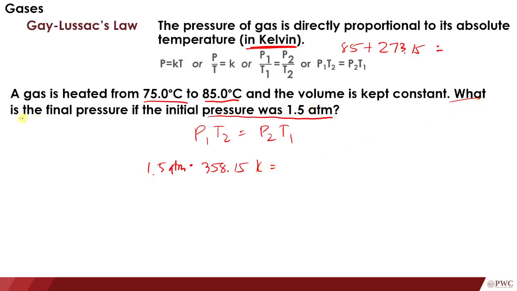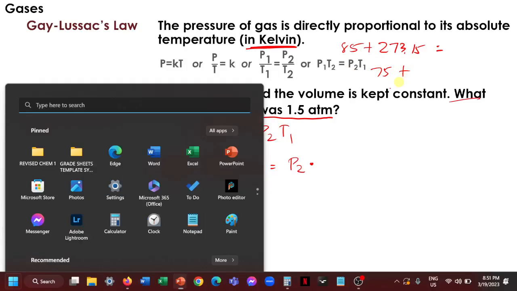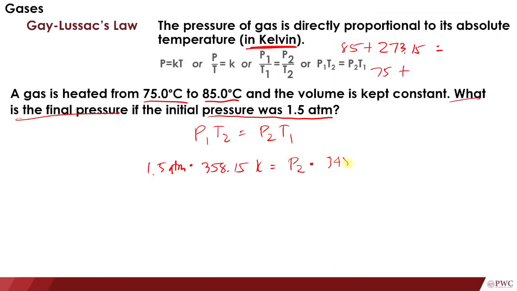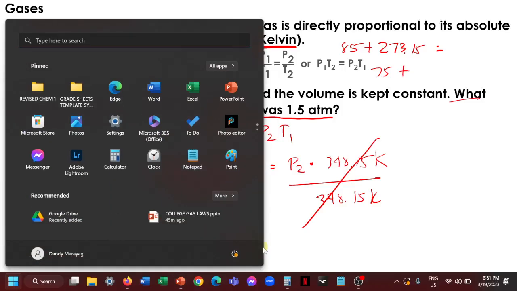Again, we're looking for the final pressure, and then times the initial temperature. We have 75 degrees Celsius. Again, let's convert this one to Kelvin. That is 75 plus 273.15. We have 348.15. Again, divide both sides by this number, 348.15 Kelvin, to get the value of P2. Then P2 is equal to, then you solve this one.